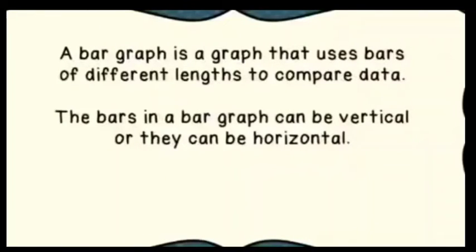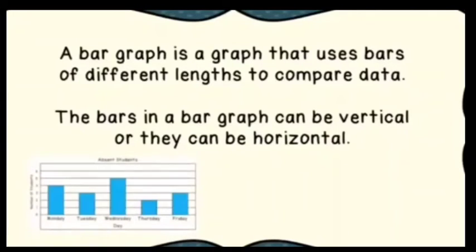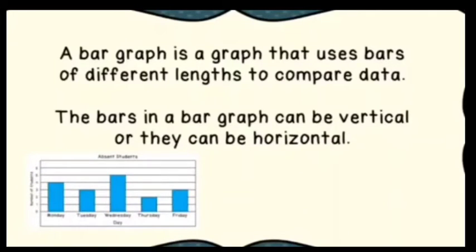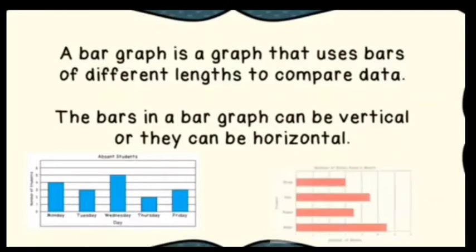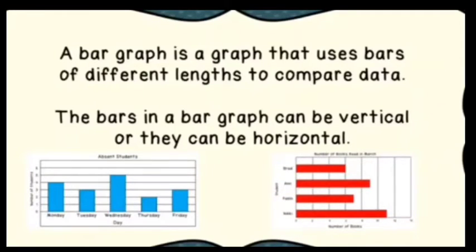Now, a bar graph is a graph that uses bars of different lengths to compare data. The bars in a bar graph can be vertical or horizontal. First, observe the bar graphs. This is the horizontal and the vertical bar graph. Both graphs are there.